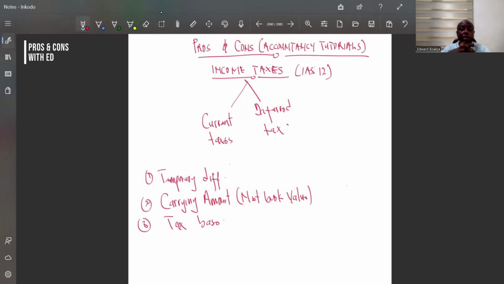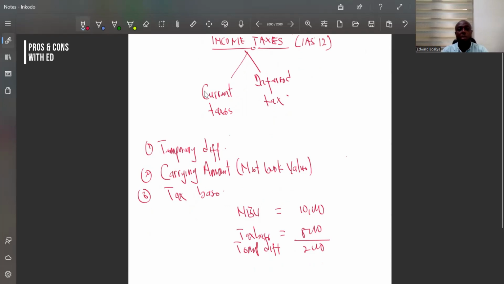So in simple terms, our carrying amount may be the cost of our asset less depreciation. The cost of our asset less what? Depreciation. Then what about tax base? Tax base is the amount that the tax authorities expect us to keep the asset at in our book. So we may be keeping the net book value in our books as 10,000, but the tax authorities expect the tax base to be equal to 8,000. In that case, the difference of 2,000 is what we call temporary difference.